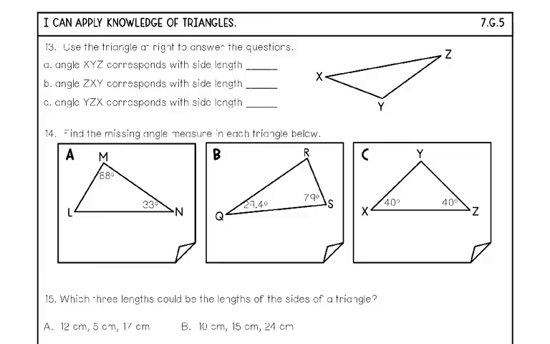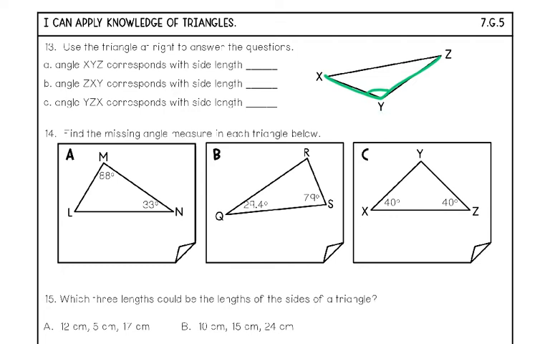In the next section, we're going to apply what we know about triangles to answer some of these questions. For the first three, we're looking at corresponding angles and side lengths. So when I see an angle like this one on A, it says angle XYZ. I'm going to trace that angle with my green pencil. Now watch me, X, Y, Z in that order. That means that I'm looking at angle Y.